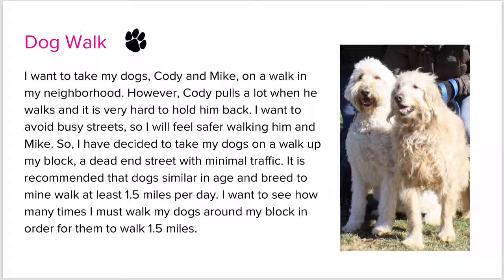It is recommended that dogs similar in age and breed to mine walk at least 1.5 miles per day. I want to see how many times I must walk my dogs around my block in order for them to walk 1.5 miles.